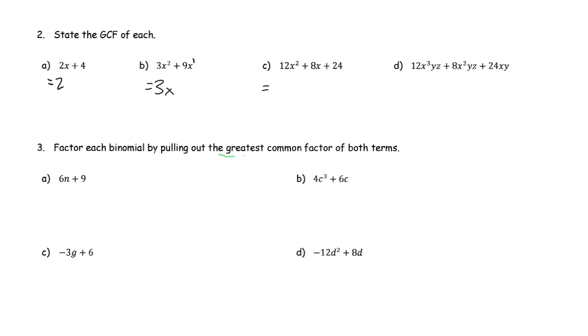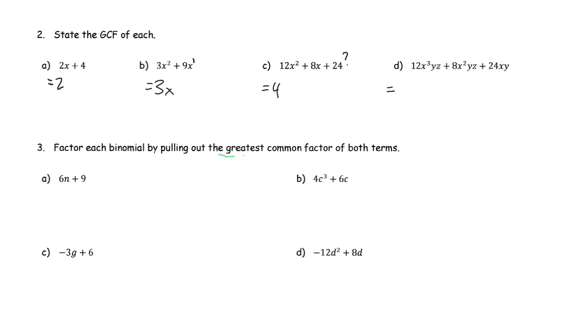For this next one here, I've got 12, 8, and 24. Well, I want to say something like 6 at first, but then I got the 8 there, so it's got to be smaller. Well, it's got to be 4. 4 is the one that's common to all of those. And now notice that the x is not common to all three terms. There is no x here in that last term. So the greatest common factor is just that, 4.